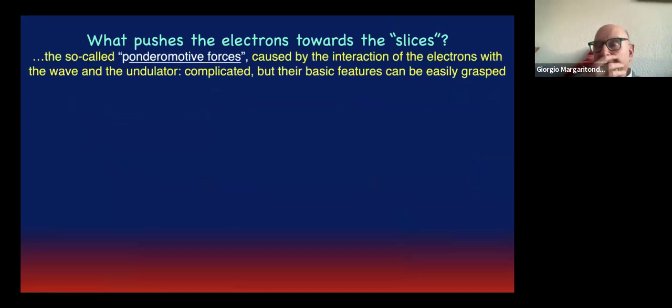What is it that is causing the electrons to be pushed into these slices? The name is fantastic. They're called ponderomotive forces. I could never understand the origin of this name because it's so complicated. And actually, it is a bit complicated if you're looking at all the mechanism. But if you want to extract the important information, you got to think in simple ways.